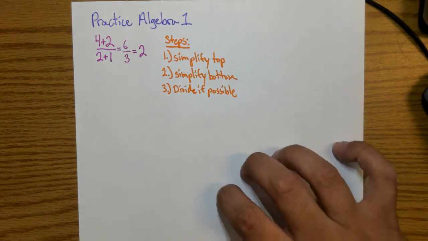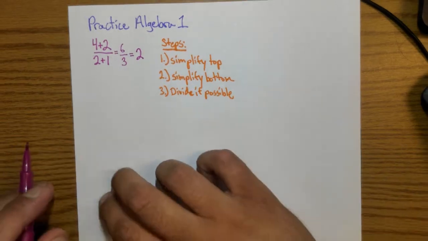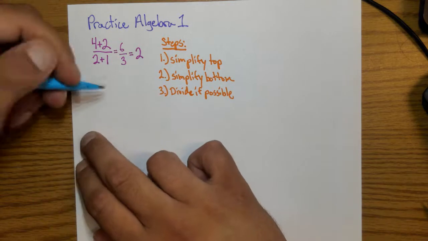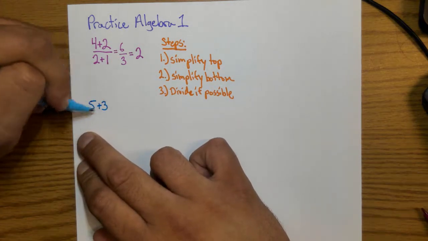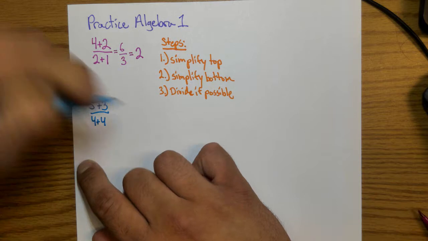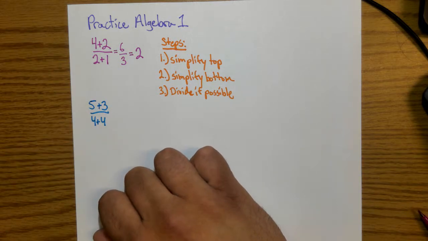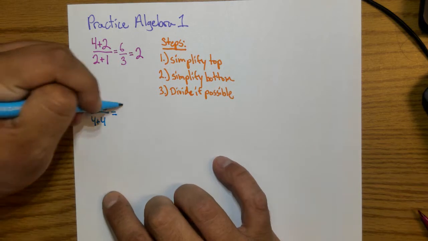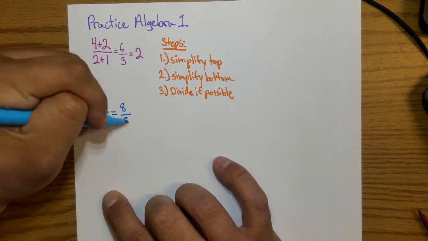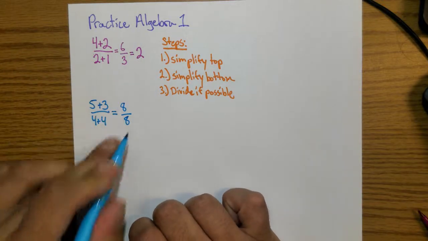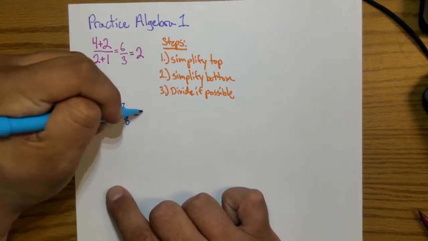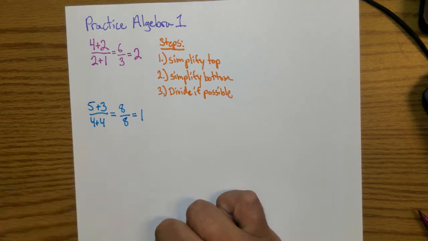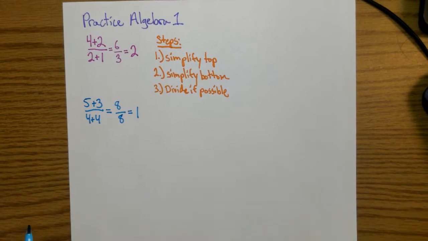Let's take a look at another one. Let's say that we have something like 5 plus 3 divided by 4 plus 4. Well, 5 plus 3 here is going to give us 8. 4 plus 4 we know to be 8. And now we're going to divide. So what is 8 divided by 8? That's just 1. Anything divided by itself is always 1. So this thing simplifies to 1. It's really not that bad.